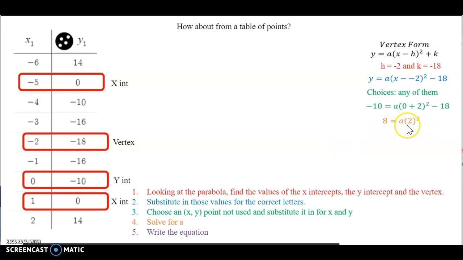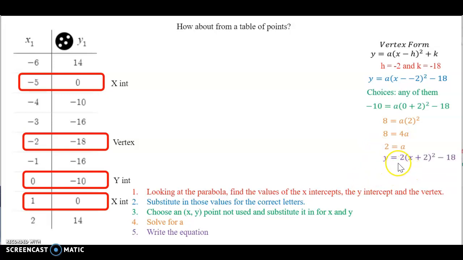Which then simplifies to a times 2 squared. And I brought -18 to the other side by adding 18 to both sides and got 8. 4a is equal to 8, so a is 2. Substituting back into the equation, y is 2 times (x plus 2) all squared minus 18.